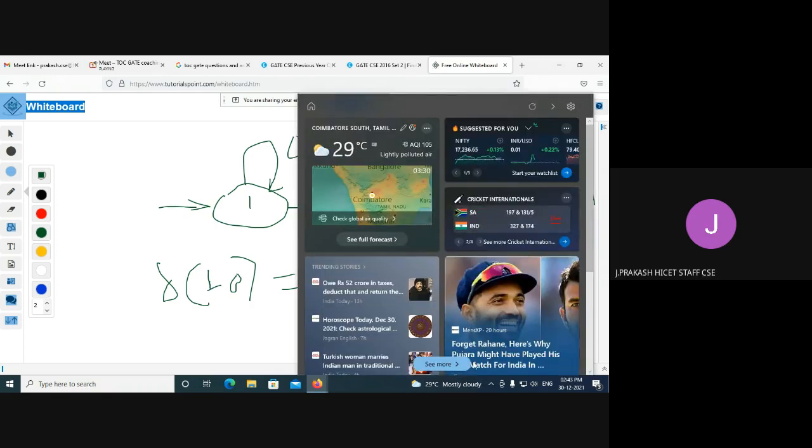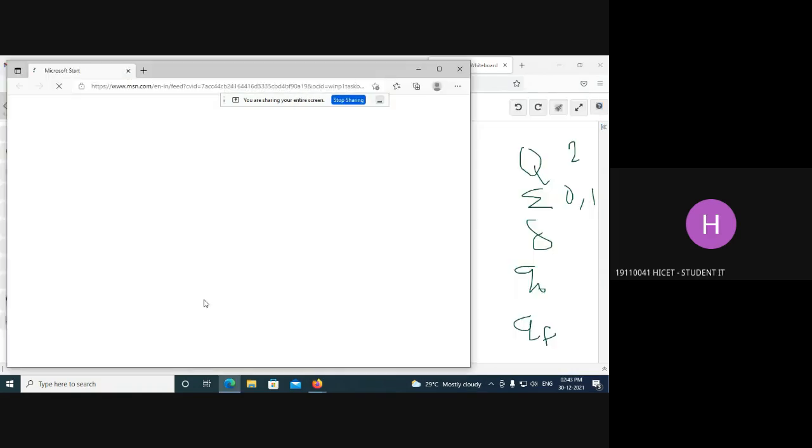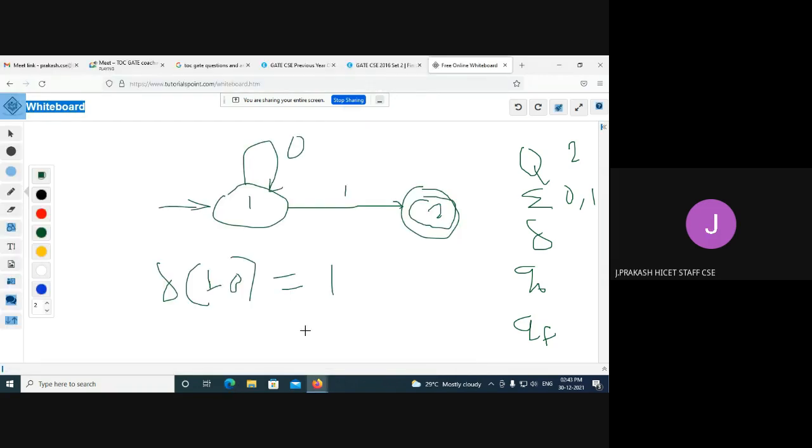From 1, I give the input 0. Then where does it go? Okay, sir. We go to 1 itself. So this is a transition function. Q0 is the starting state. Starting state always has an incoming arrow mark. The accepting state has a double circle, that is QF.